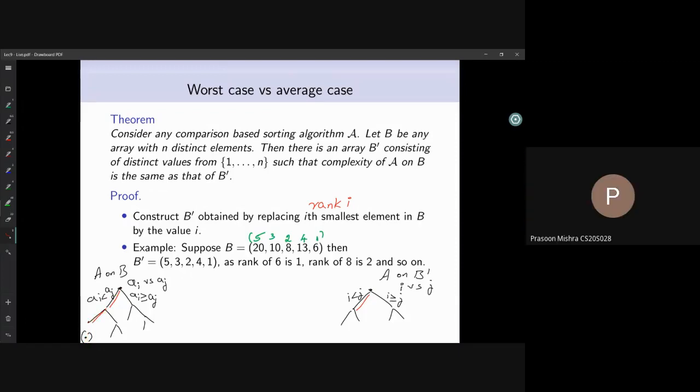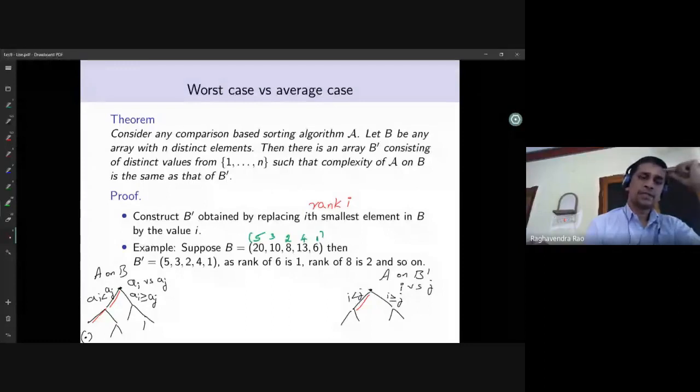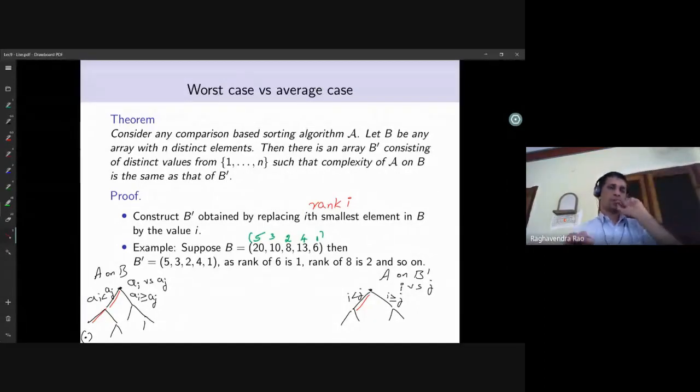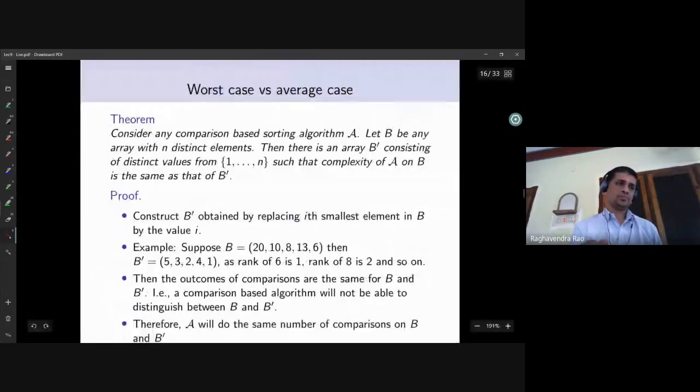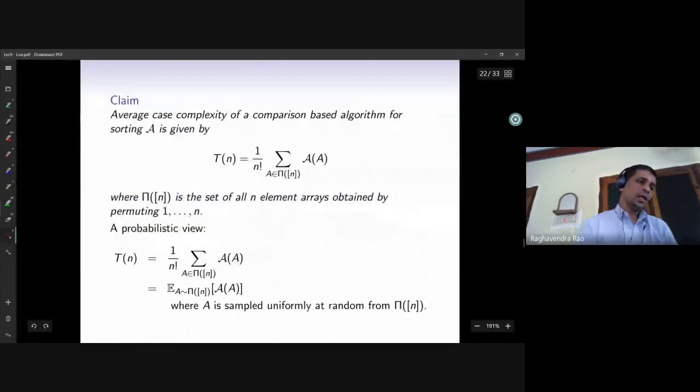So basically, both the trees will be the same. Exactly. This is how we proved the lower bound, if you remember, 3, 4 lectures ago. We consider this decision tree. Is that clear? Okay, now I'll move on.